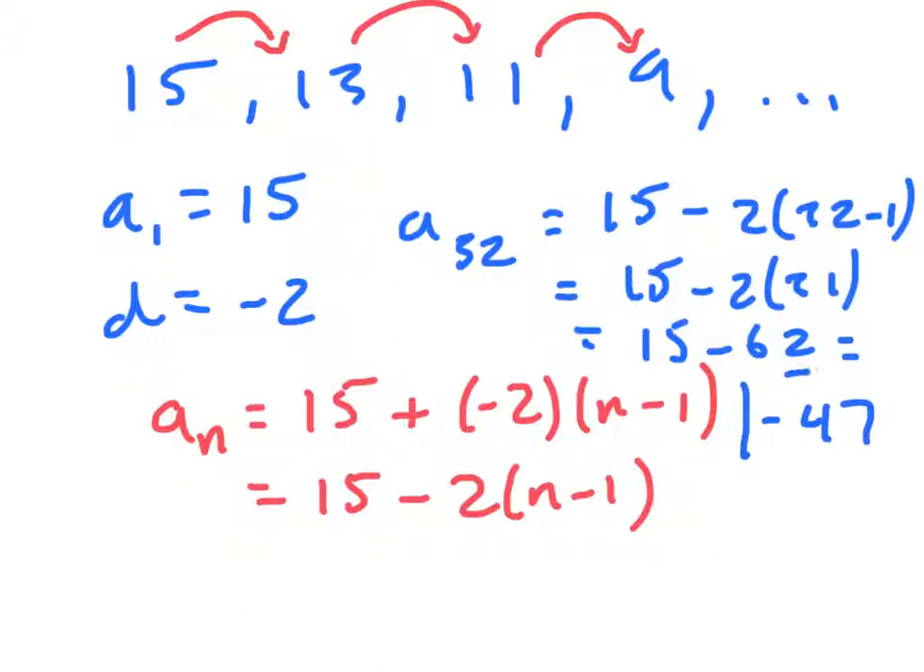So this negative 47 then is the 32nd term. So if I went down here and I subtracted 2 thirty-one times, I would get negative 47, or my answer right here.